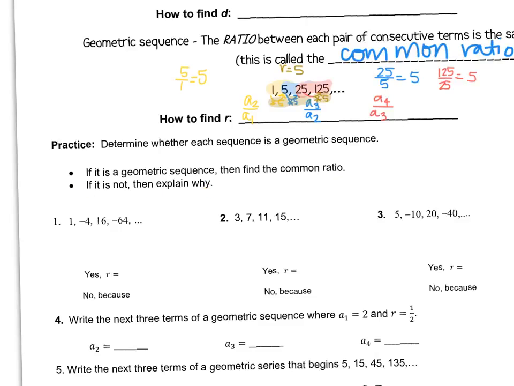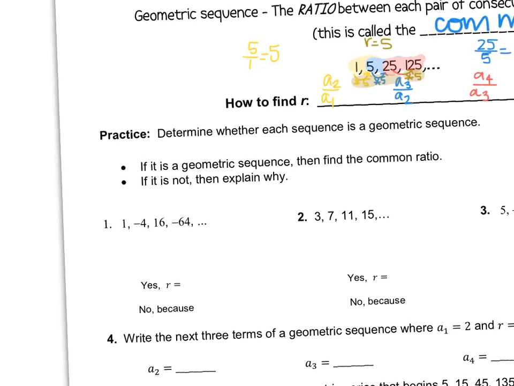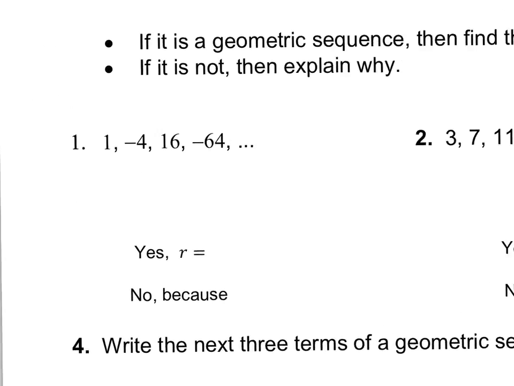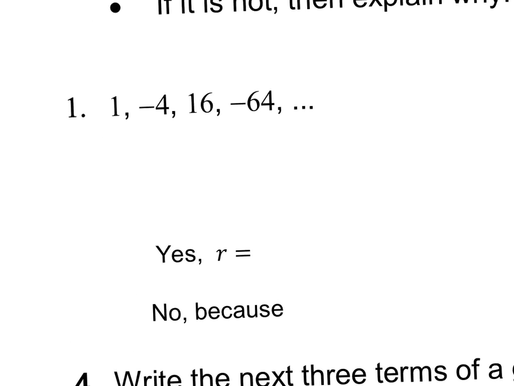And we're not going to focus on, well, we will focus on the explaining why part. Sorry, I lied. Not on purpose, but I kind of lied. So problem 1, my pattern says I'm going from 1 to -4 to 16 to -64. So what we just learned was that if we want to find the common ratio, if it's geometric, then to find the common ratio, all I have to do is divide -4 by 1.